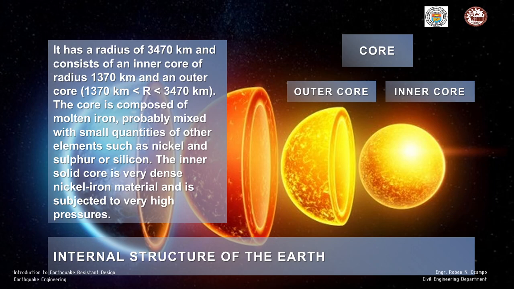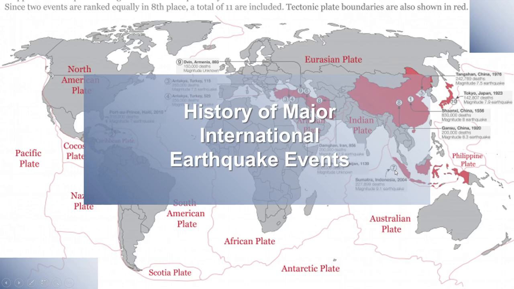So almost times 2, or almost times 3 yung pagiging dense niya. And of course, mas subjected siya sa mas mataas na pressures compared to the other layers of the Earth. So that's the internal structure of the Earth.